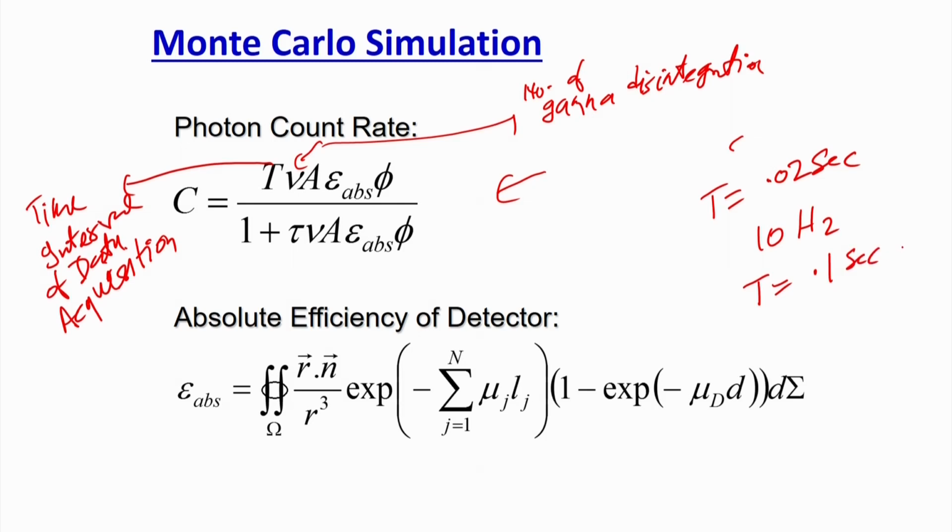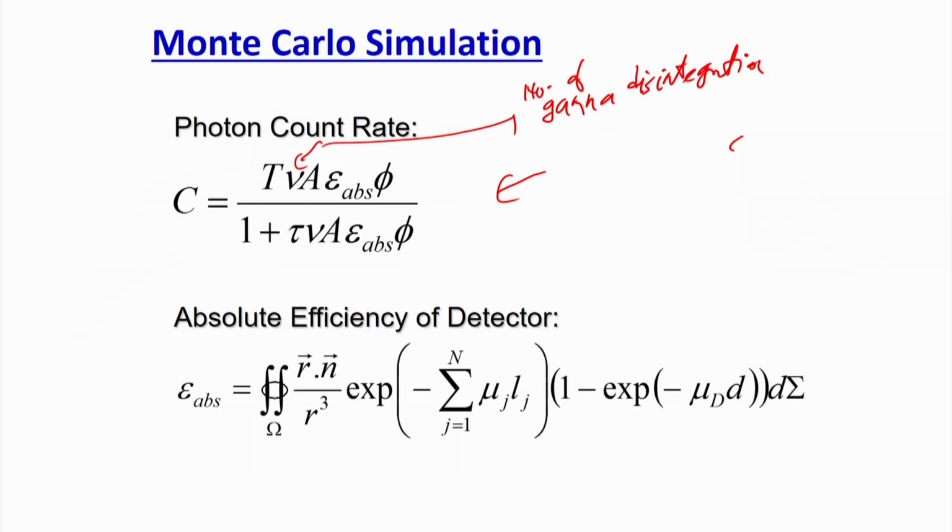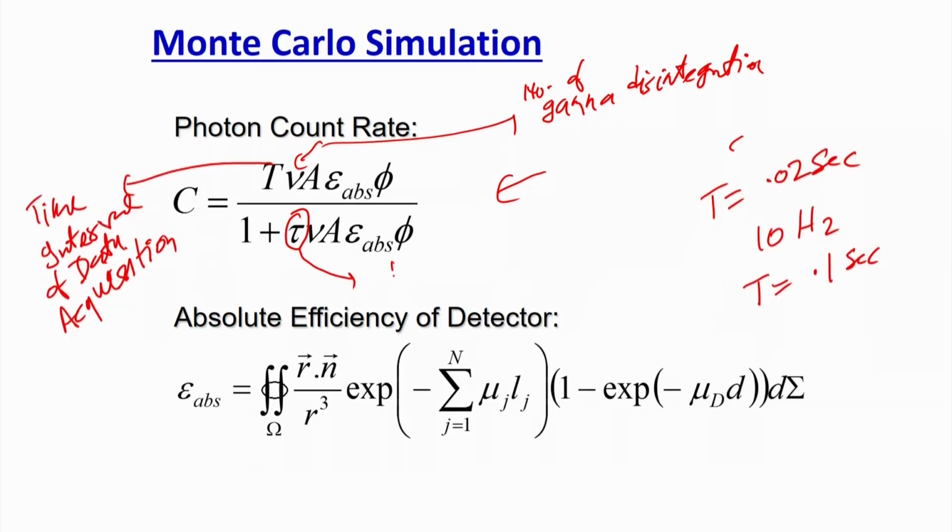So we see how the count on the detector is going to change. It is a function of the data acquisition time, the source activity, the photopeak fraction for the relevant energy for which we are performing the experiments, and the absolute efficiency of the detector, which shows how much it will be able to count out of the incident photons. And this tau is nothing but dead time.